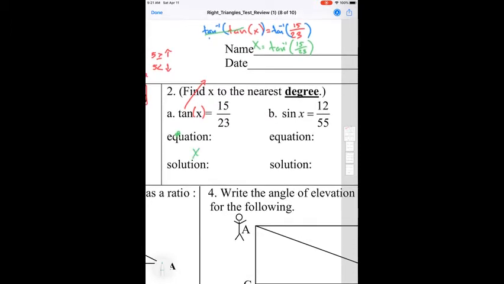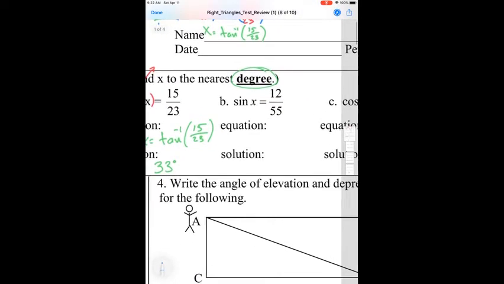So we have x equals tan inverse of 15 over 23. And so when we put that in the calculator, make sure you round to the nearest degree. So when we round to the nearest degree, tan inverse of 15 over 23 gives us an angle measurement of 33 degrees.